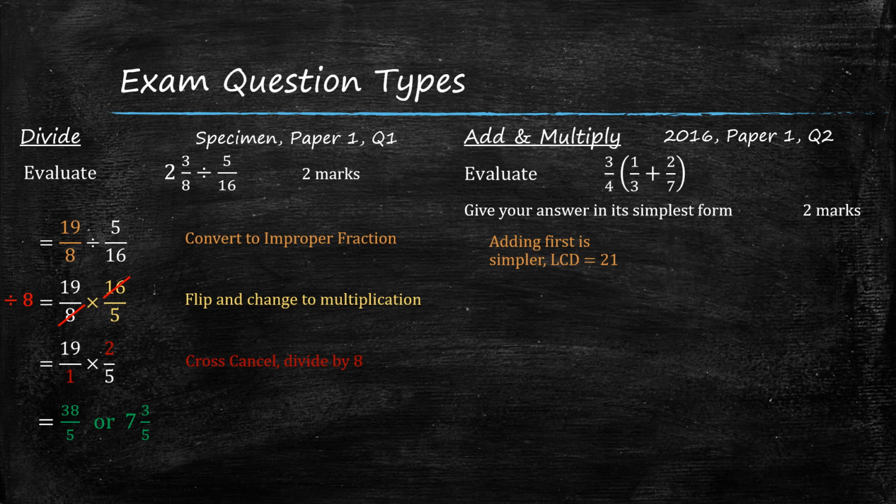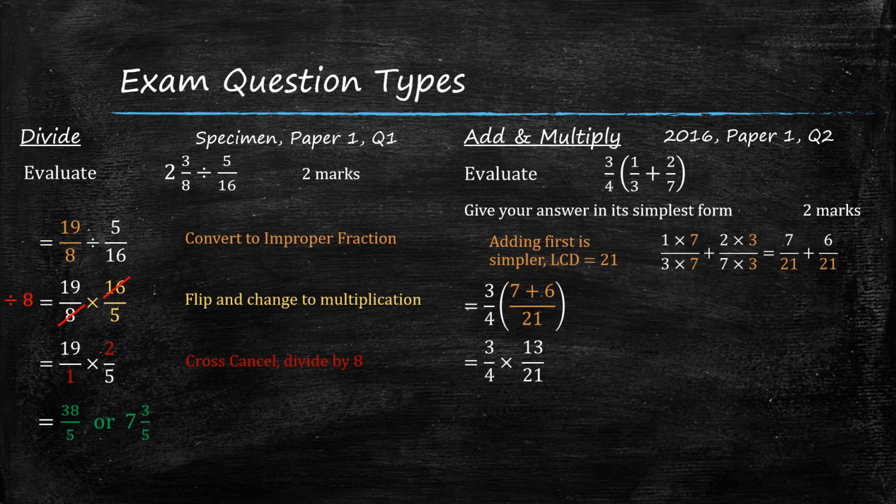So the LCD for the 2 fractions inside the brackets, 3 and 7, the LCD, lowest common denominator, is 21. So let's change those into equivalent fractions, but 21 is the new denominator. We multiply a third top and bottom by 7. We multiply 2/7 top and bottom by 3. And this gives us 7 over 21 plus 6 over 21, which is 13 over 21. So our calculation becomes 3/4 times 13 over 21.